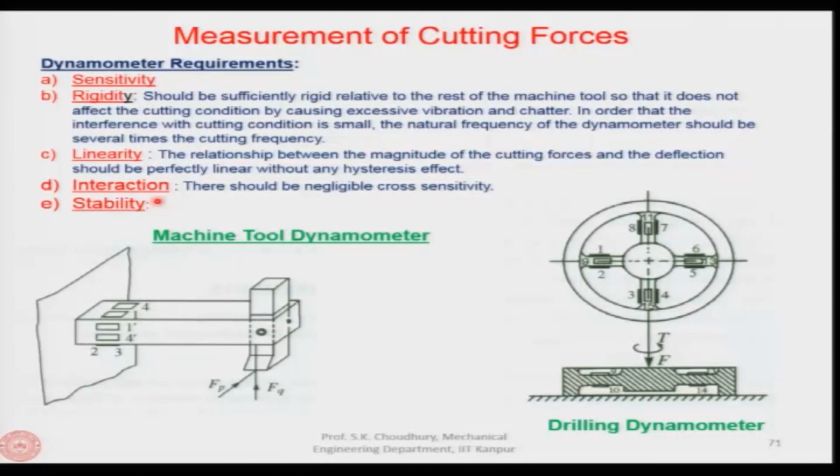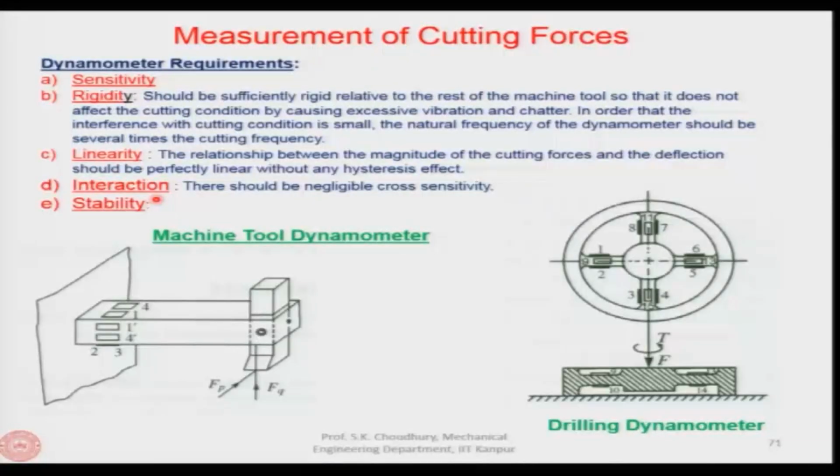And of course, the stability: the dynamometer has to be stable enough, so that the whole system is not affected by the stability of the dynamometer itself. Now, let us take some examples of machine tool dynamometers, the principle, that is the design, how they are actually made. Look at this design.